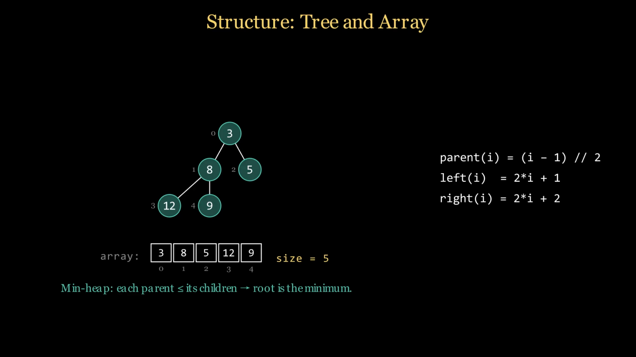This is a min heap. Every parent is less than or equal to its children, so the root is the minimum. We store the heap in an array. The root is at index 0. For index i, the left child is at 2i plus 1, the right at 2i plus 2, and the parent is at (i minus 1) over 2, integer division. No pointers, the structure is implicit.